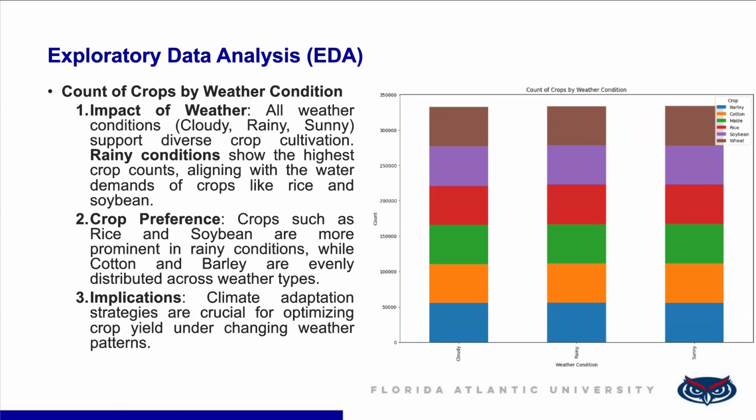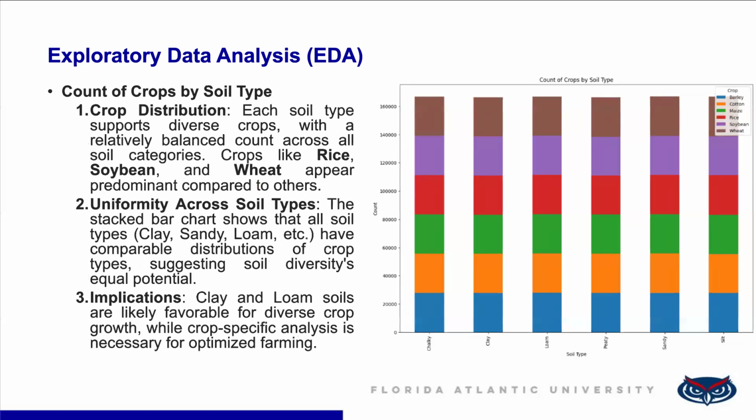The chart of the count of crops with respect to weather condition can show us many underlying patterns, such as all the weather conditions support diverse crop cultivation, while the rainy conditions show the highest crop count, aligning with the water demands of crops like rice and soybeans. Crops such as rice and soybeans are more prominent in the rainy conditions, while cotton and barley are evenly distributed across different weather types. Climate adaptation strategies are crucial for optimizing crop yield under changing weather patterns.